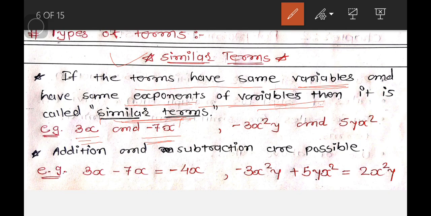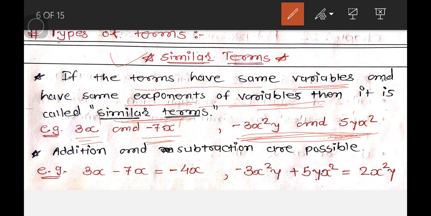Here is one more example, minus 3x square y and 5y x square. Here also, in both terms there are two variables x and y, and x has exponent 2 in both terms and y has exponent 1 in both terms. Then we can say that the given terms are similar terms.